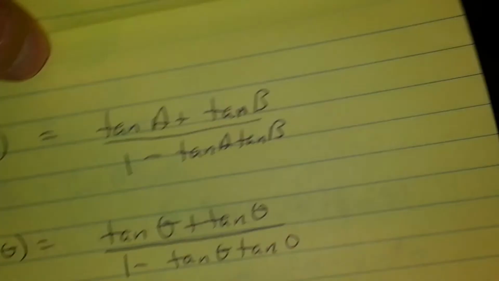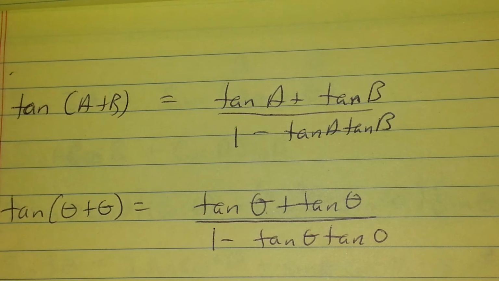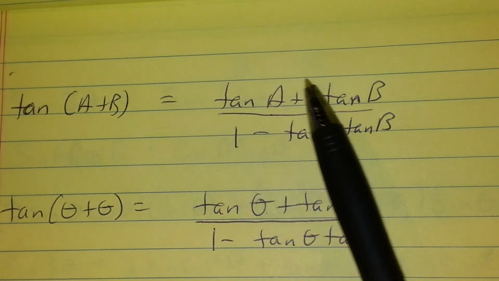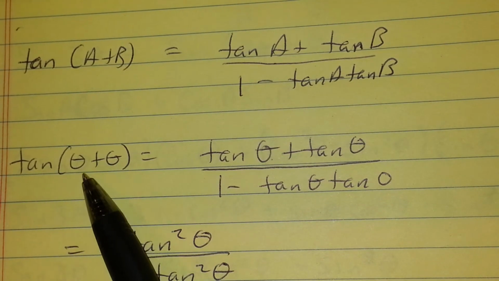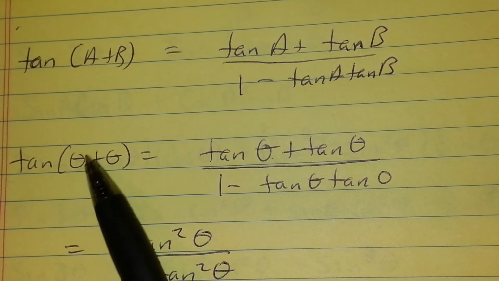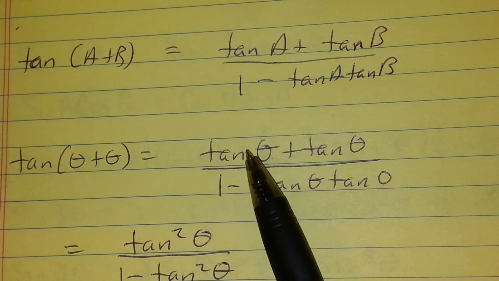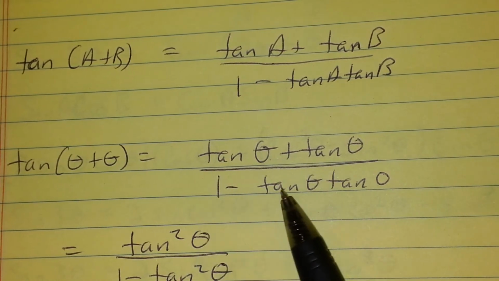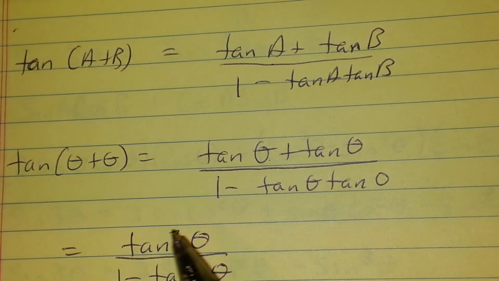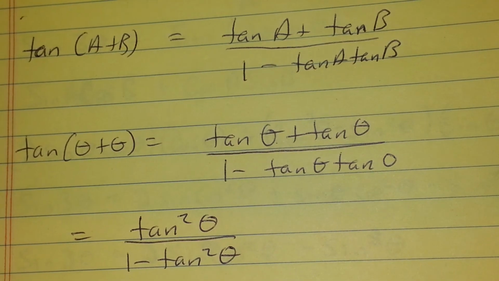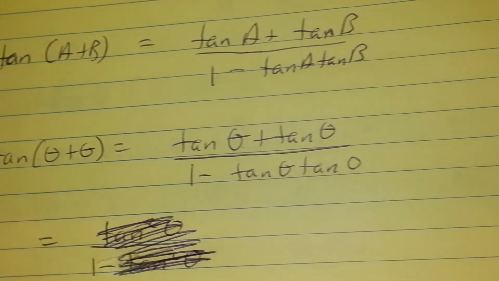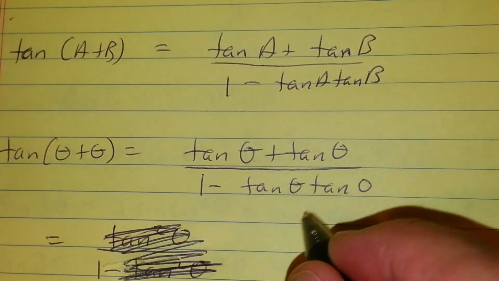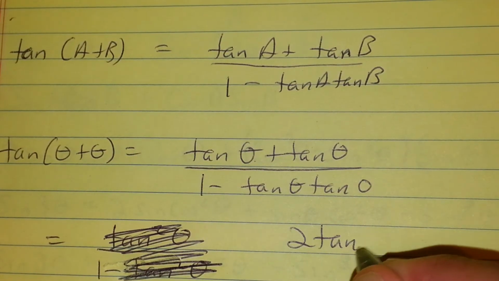tangent, same type deal. This is rocket science. I've got our tangent formula, tan of A plus B equals tan A plus tan B over 1 minus tan A tan B. Well, guess what? Same thing. A and B are both theta. So it's tan theta plus tan theta over 1 minus tan theta tan theta. Oops, I wrote this wrong. I'm tired, kids, sorry. I've got 2 tan theta, correct?